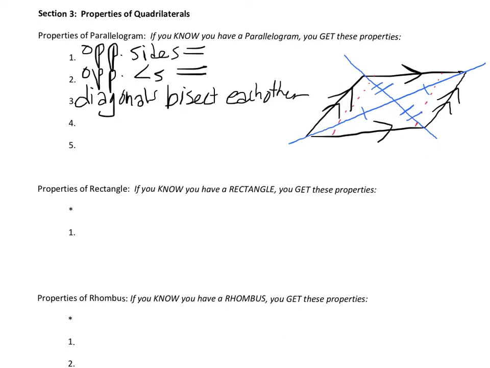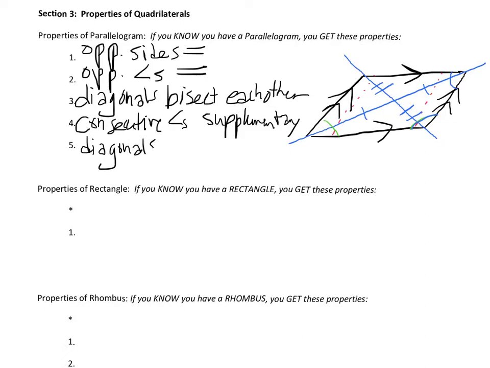The fourth property is that the consecutive angles are supplementary. Which can be shown with the parallel lines to say that this angle plus this angle, because of same side interior, are going to add up to 180. Or you could say that this angle and this angle are also same side interior, since both those sides are parallel.